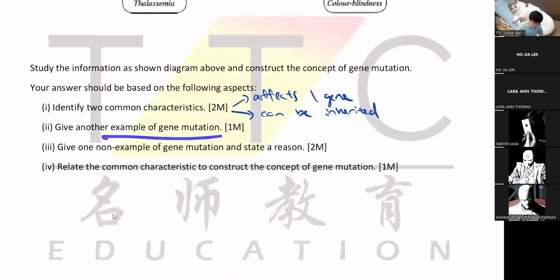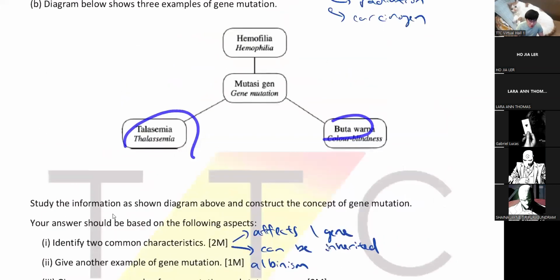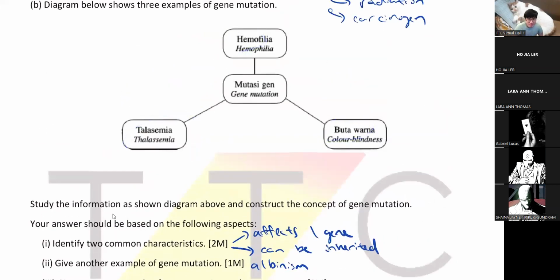So another example of gene mutation, you have albinism. Okay, albino, where the person cannot produce any black pigment, which is called melanin. So you look pale, your hair is white, everything about you is white because you cannot produce that dark pigment in your skin. So albinism. Okay, what else? So many. And then you have 1 more, sickle cell anemia.